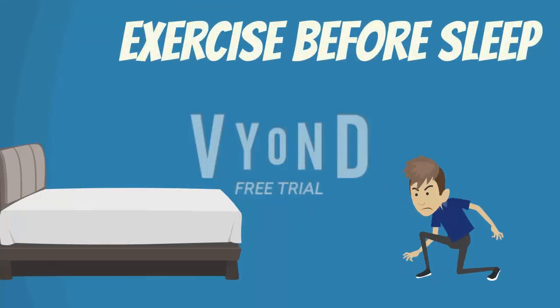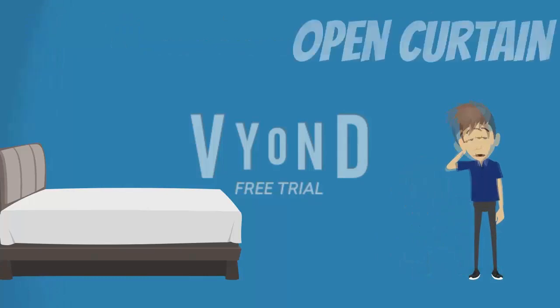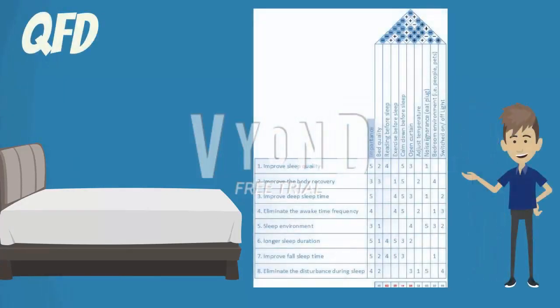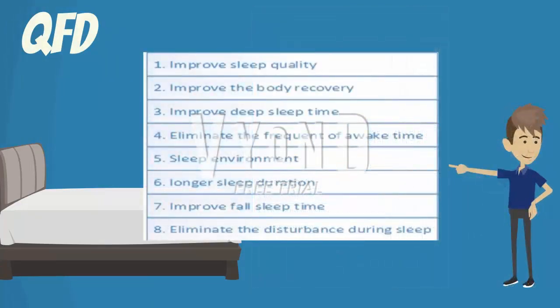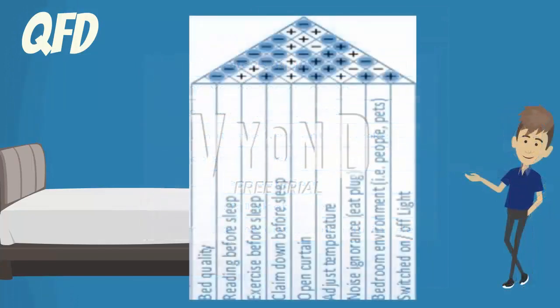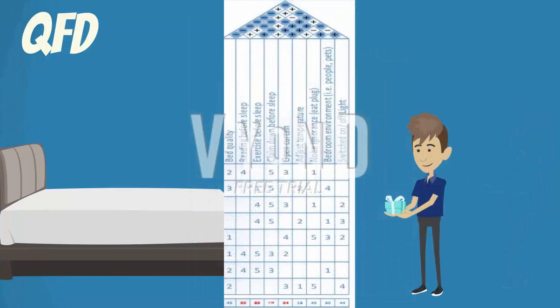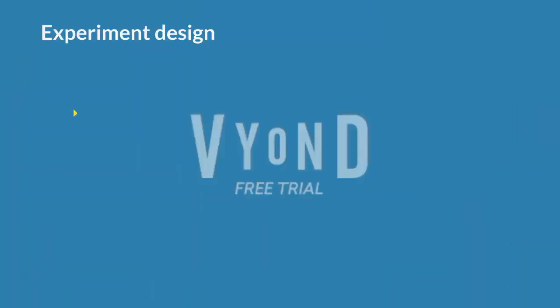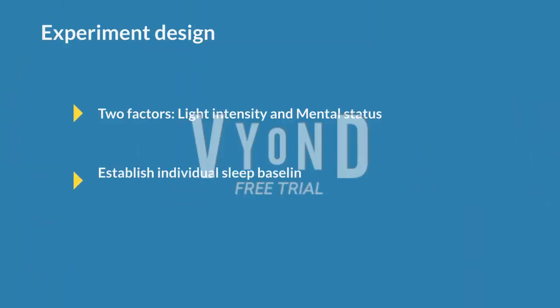While trying to improve sleep quality, encourage body recovery, increase deep sleep time and the total sleep duration, eliminate frequent awakenings during nights, improve sleep environment, promote faster falling asleep and reduce possible sleep disturbances, we have conducted the quality function design. 4 factors, read time before bedtime, exercise time before bedtime, mental status, and curtain status, were identified as the prioritized factors. For our experimental design, 2 factors are used in this experiment: light intensity and mental status.